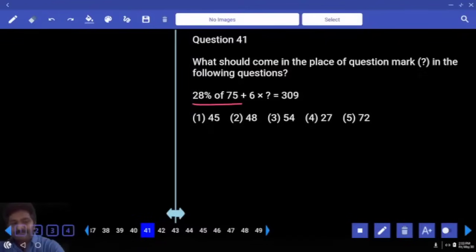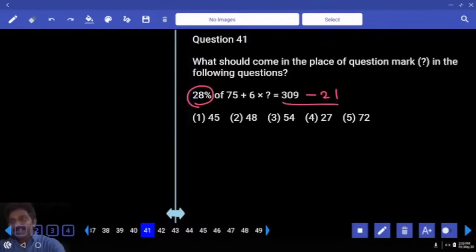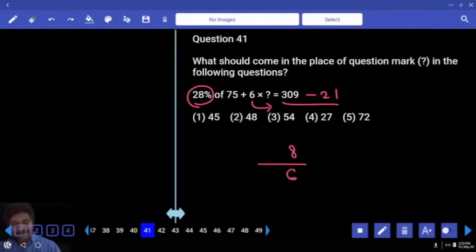28% of 75 or 75%, easy to calculate. Half plus half. Correct? What is half? Again half. Both go to the right hand side and become minus. Minus ends with right hand side 8. 6 goes to the right hand side and becomes the denominator. Correct? 6 into which number ends with 8? 3 or 8. How many options are there? Only one.